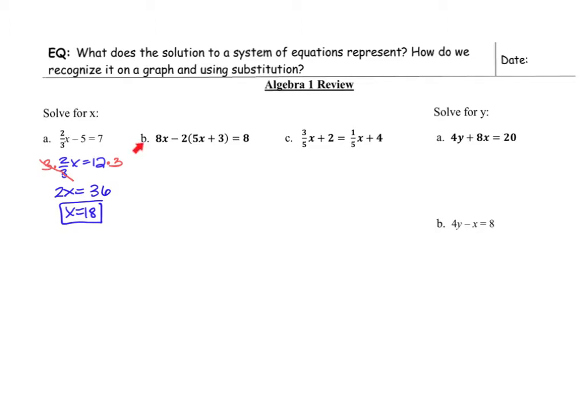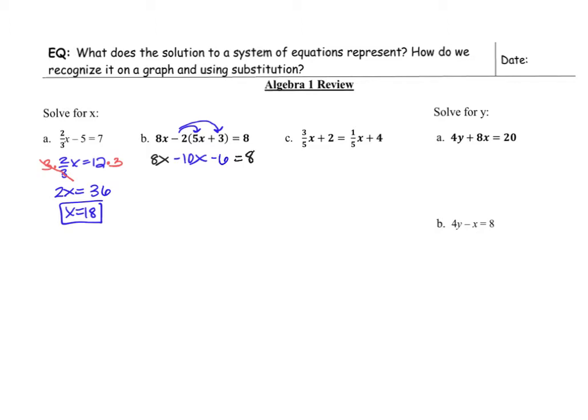Let's take a look at letter B. What would be the first step in solving this equation? You would want to distribute this -2. It's really important to pay attention to the sign that's in front of the number that you're distributing, so when you simplify, you have a correct expression. So the 8x, we're just going to write down because we're not doing anything with that yet. But then we're going to multiply -2 times 5x. That's going to give us -10x, and then -2 times +3, that's going to give me -6, and all of that is equal to 8.